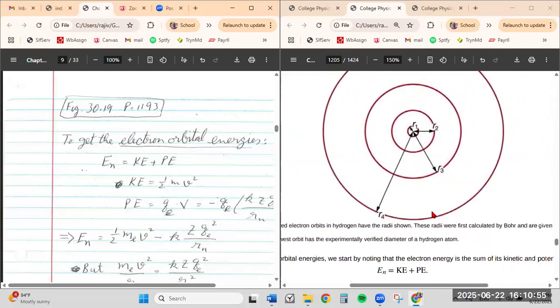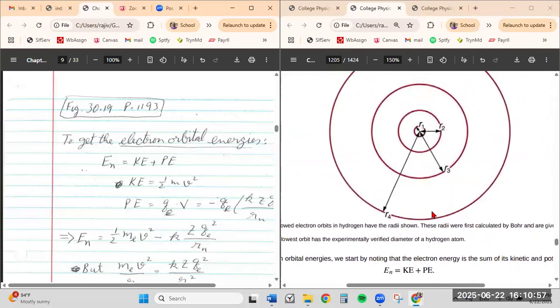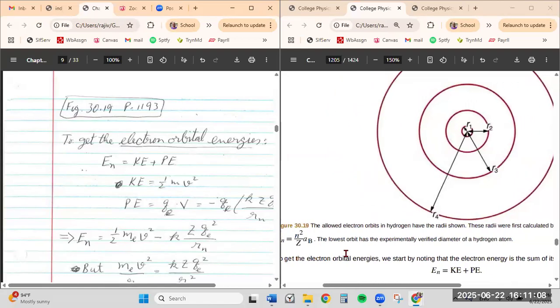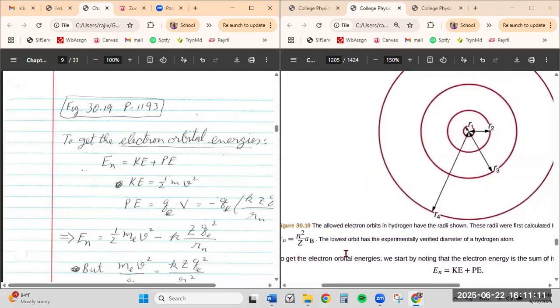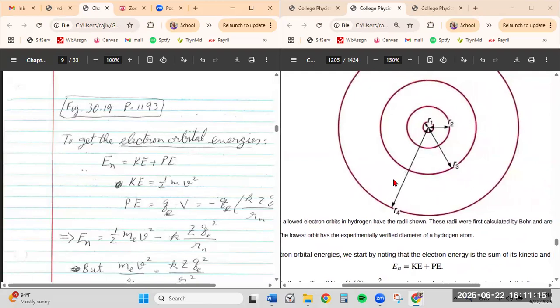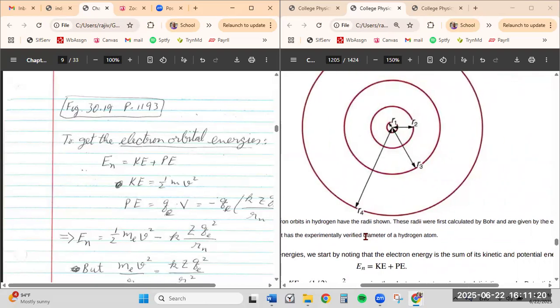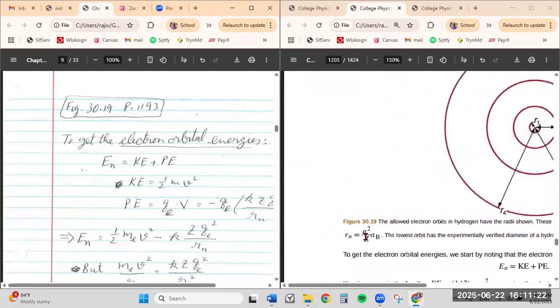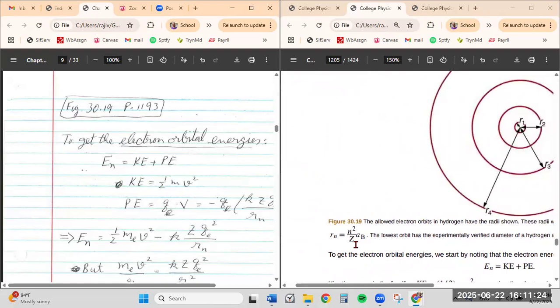So these are the allowed electronic orbits in a hydrogen atom: N equals 1, N equals 2, N equals 3, etc. These are the allowed electron orbits in hydrogen, and they have these radii, which were first calculated by Bohr and are given by that equation, Rn equals n squared over Z AB.